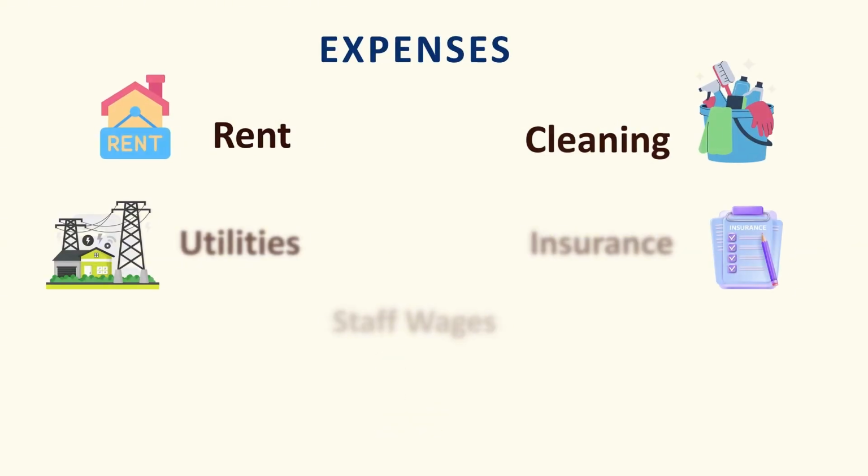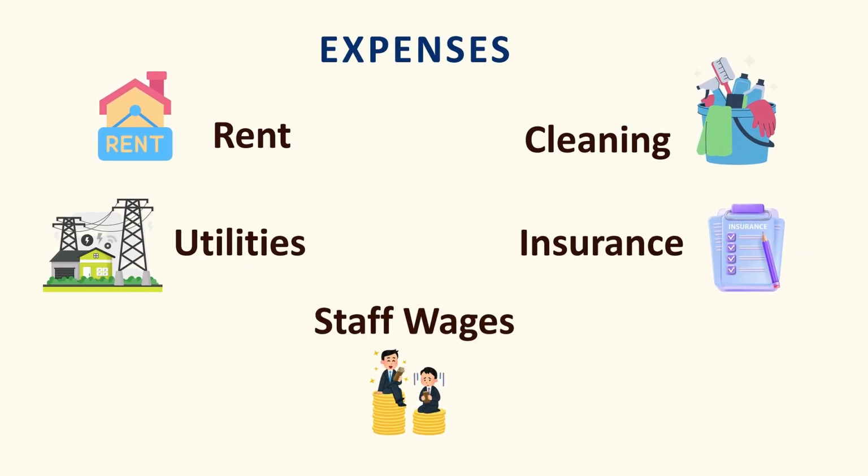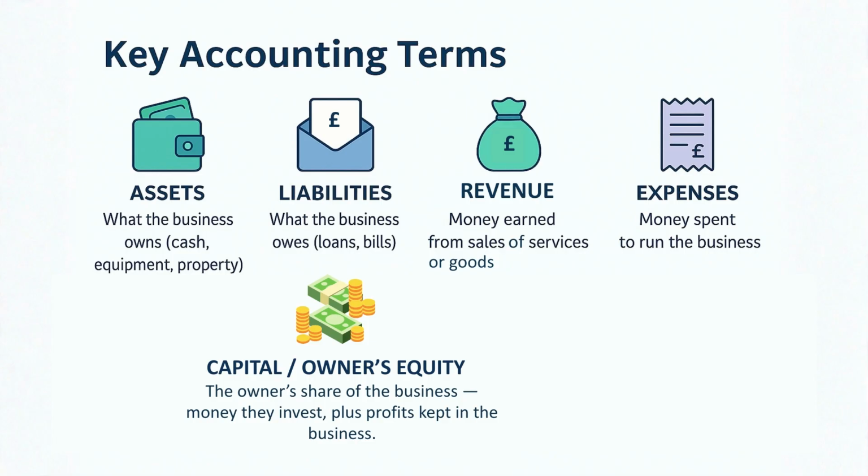And finally, expenses. These are the costs of running the business. Things like rent, utilities, cleaning, insurance, staff wages and salaries, and so on. By keeping track of these categories, what the business owns, owes, earns, and spends, we can clearly see how the business is doing.